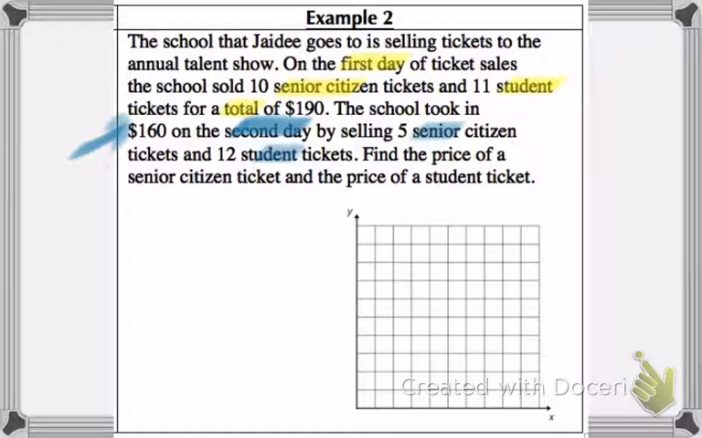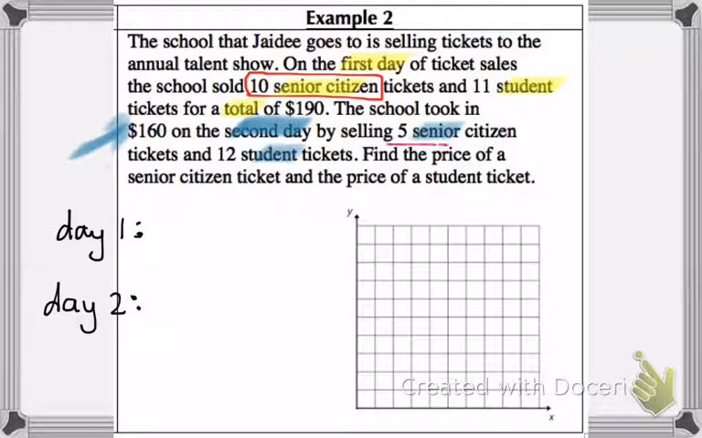So we're going to basically write 2 equations here. We're going to write a day 1 and a day 2, because those are the 2 things that it's talking about in the story. So day 1, we have 10 senior citizen tickets. Day 2, we have 5 senior citizen tickets. So let's say that X is the senior price. So we're going to have 10X and a 5X.